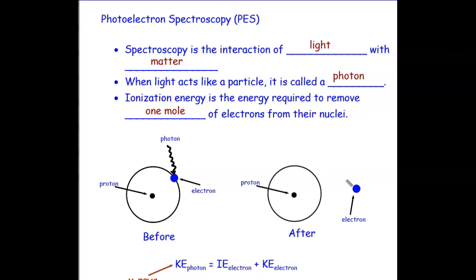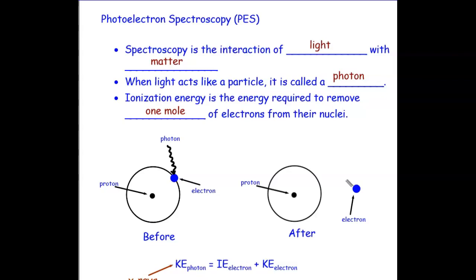We're going to take a look at a technique called photoelectron spectroscopy. Spectroscopy is the interaction of light or any electromagnetic energy with matter. Electromagnetic energy consists of high energy waves like gamma, X-rays, and UV, as well as lower energy waves such as visible light, infrared, microwaves, and radio waves.